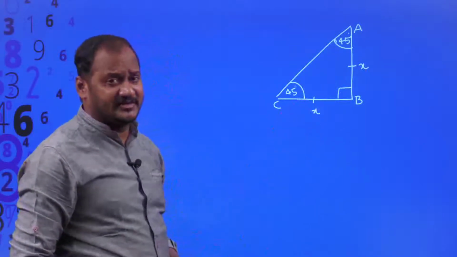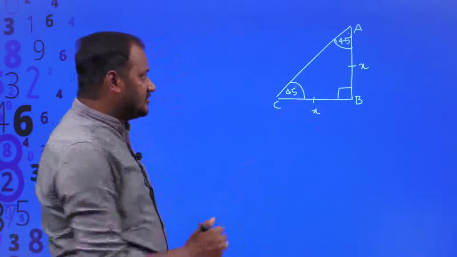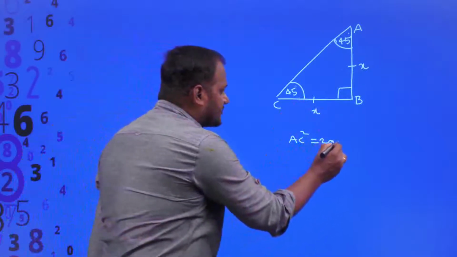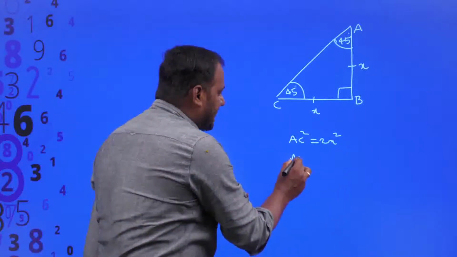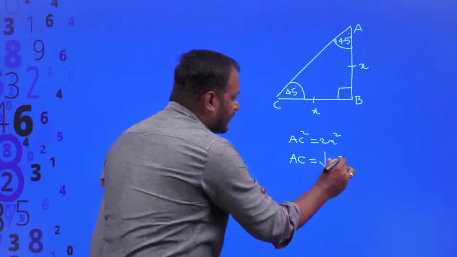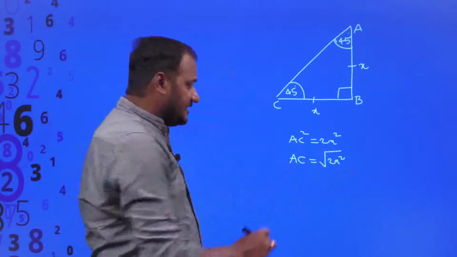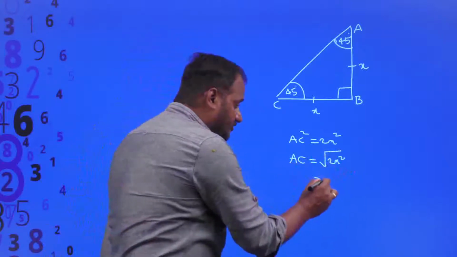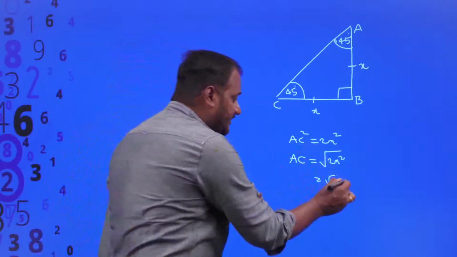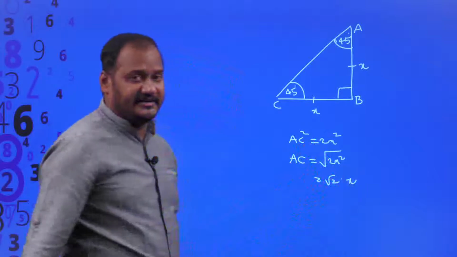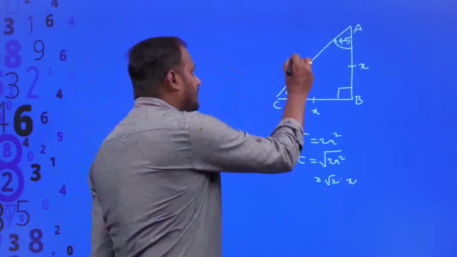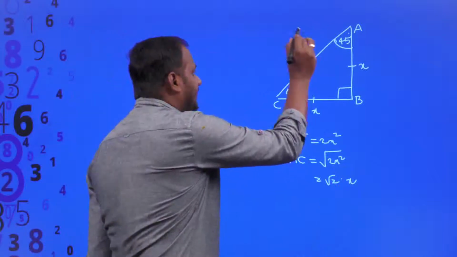What is x square plus x square? 2x square. So AC square is equal to 2x square. Then what is the value of AC going to be? Square root of 2x square, correct. Square root 2 cannot be simplified further, but the square and root of x square get cancelled, then you get x. Therefore the value of the hypotenuse is going to be square root 2 times x.